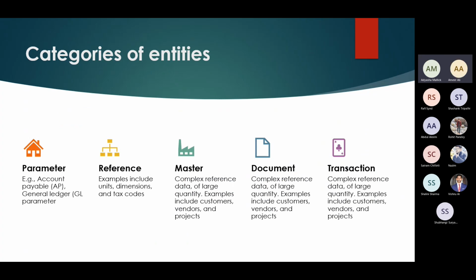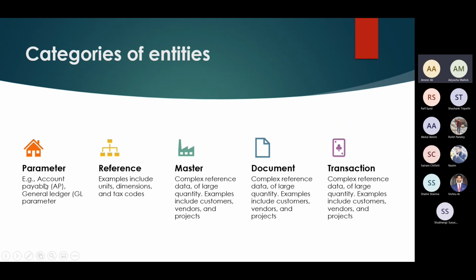So what are the types of entity? What are the categories of entities that we have? What are the data that we can load into the system? Based on the nature of data, the entities are categorized in 5 different ways. One is on the parameters. Parameter type entities are those where we can copy the configuration or the setup.